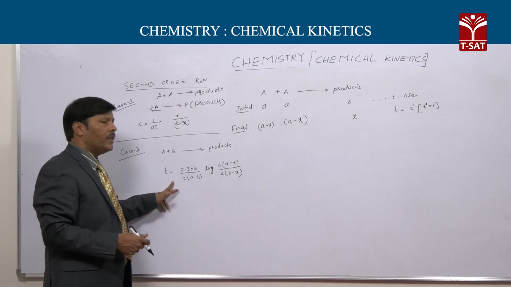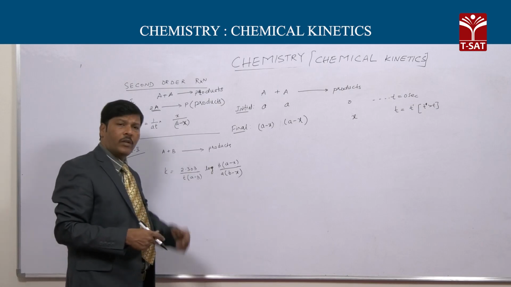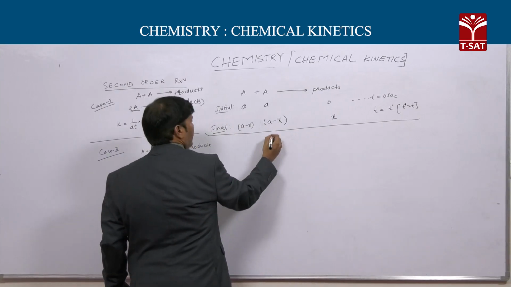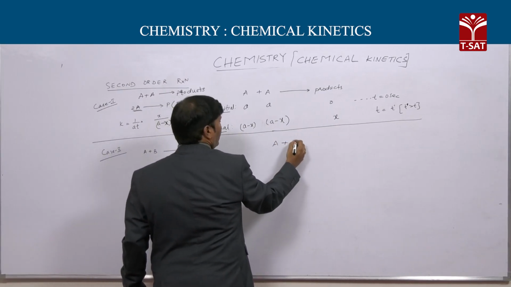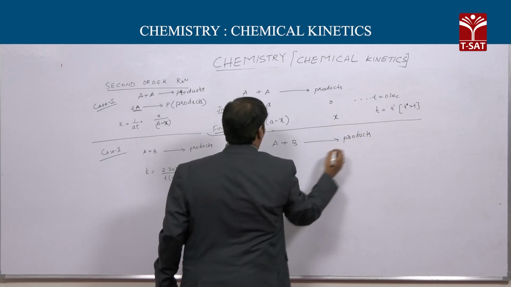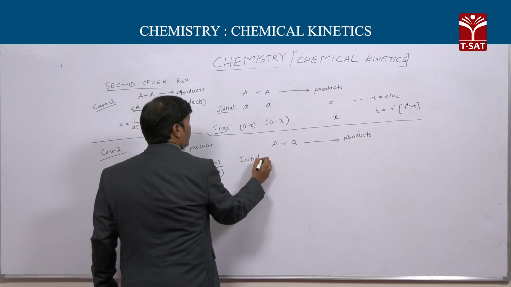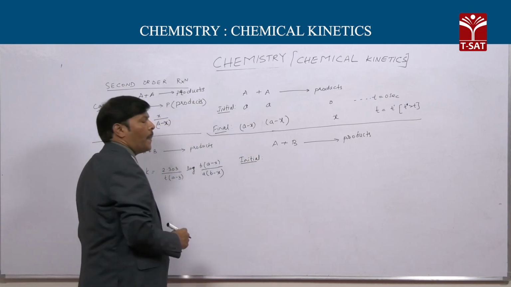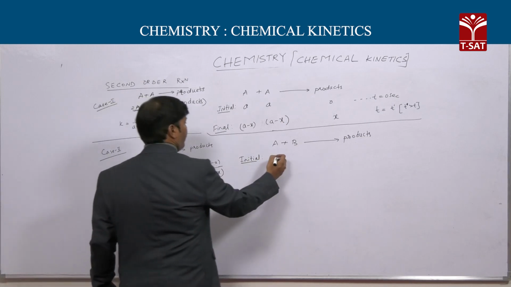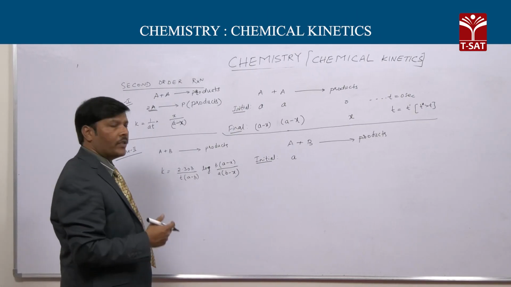But suppose for the same second order reaction, the two reactants are different, giving rise to products. Then for that case we can take one more illustration: A plus B gives rise to products. For the initial concentrations, say small a moles per liter for the initial reactant A.